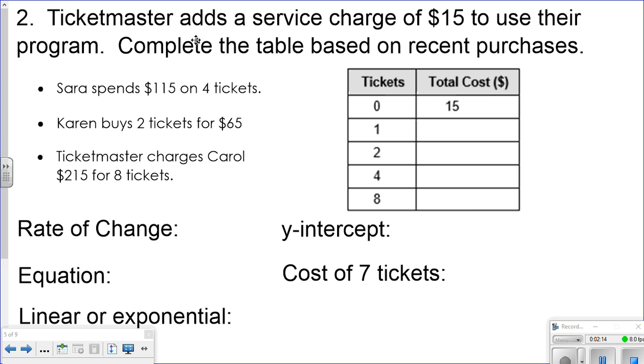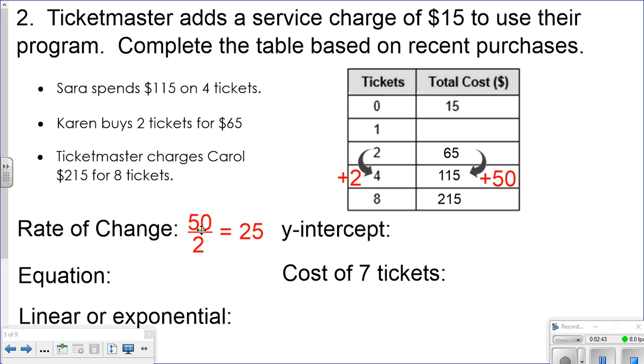Another example, Ticketmaster adds a service charge of $15 to use our program. Complete the table based on recent purchases. So Sarah spends $115 on 4 tickets. So we'll go here to 4 tickets and we'll write in $115. Karen buys 2 tickets for $65. So we'll write 65 in there. Ticketmaster charges Carol $215 for 8 tickets. So we'll write that there.